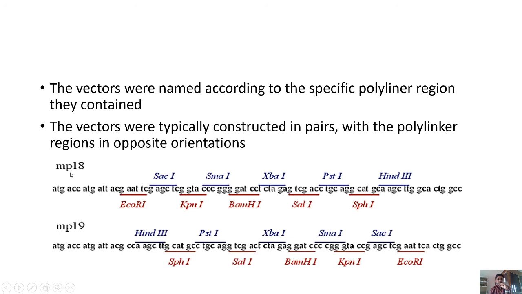So here it indicates these two polylinkers. This is of mp18, starting from EcoRI, SacI, KpnI, SmaI, BamHI, XbaI, SalI, PstI, SphI, HindIII. And in mp19: HindIII, SphI, PstI, SalI, XbaI, BamHI, SmaI, KpnI, SacI, EcoRI. Exactly the reverse of this. Okay, EcoRI comes over here and here also. SacI comes over here and here also. KpnI comes next in both of these cases. Okay, and so on.